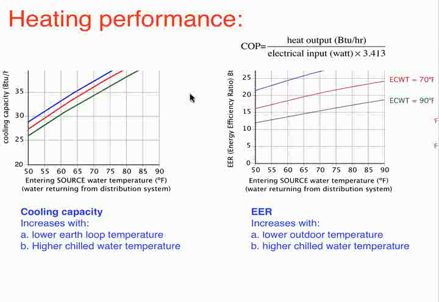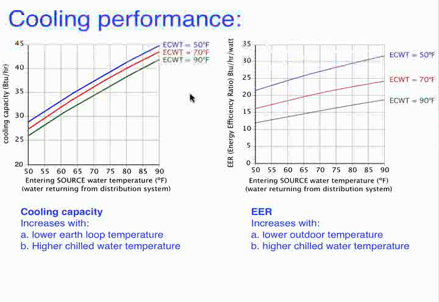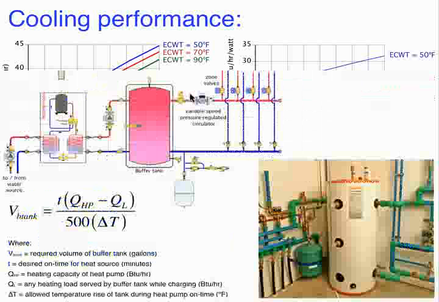Okay? On the cooling side, very similar. The warmer we can operate our chilled water cooling system, and the cooler we can keep our earth loop in the summer, the better the cooling capacity and the higher the energy efficiency ratio. Again, if you get the archive file, you can take a look at these and get specific numbers off of them. Here's a buffer tank.